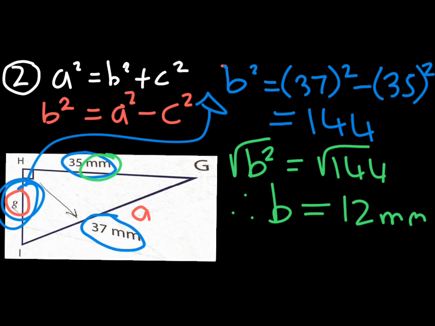As you can see from this example, they actually give you the missing side that you needed to calculate. They told you that the side is g. So it would be more correct to say g equals 12 millimeters.